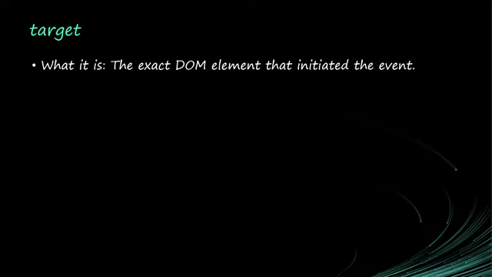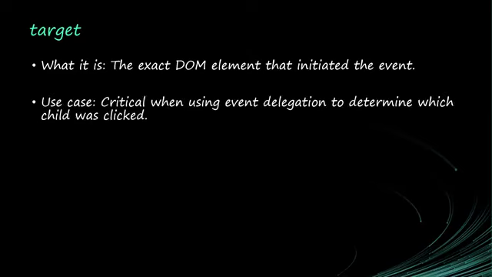Now, what of the target? Another property here is the target. The target tells you the exact DOM element that initiated the event. It is critical when using event delegation to determine which child was clicked. Now, there's something we call event delegation. We will talk about it at the end of this session.